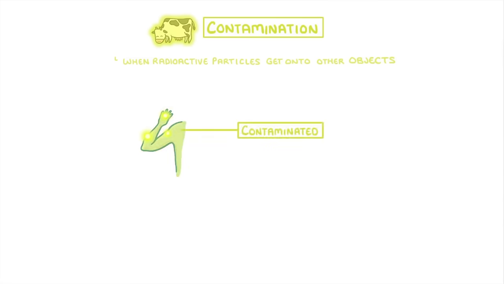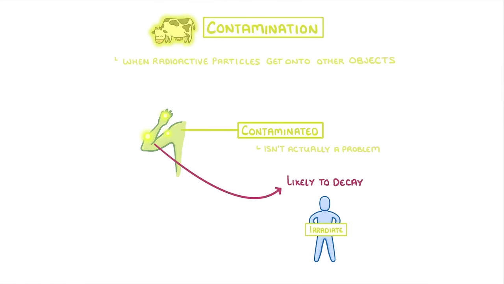Contamination, on the other hand, is when radioactive particles get onto other objects. So if you had some radioactive uranium on your arm, then we'd say that you're contaminated. Now, contamination itself isn't actually a problem. The real issue is that the radioactive material that you're contaminated with is likely to decay and irradiate you. And it's this increased risk of irradiation which is the issue.